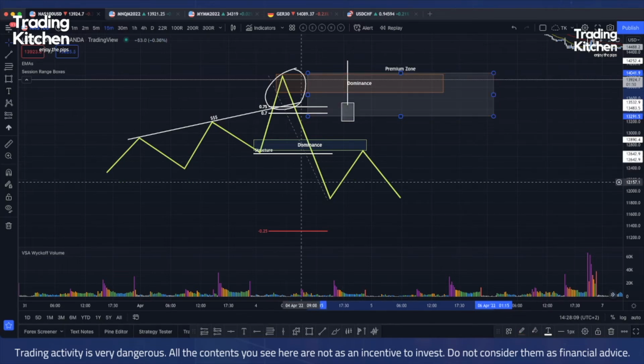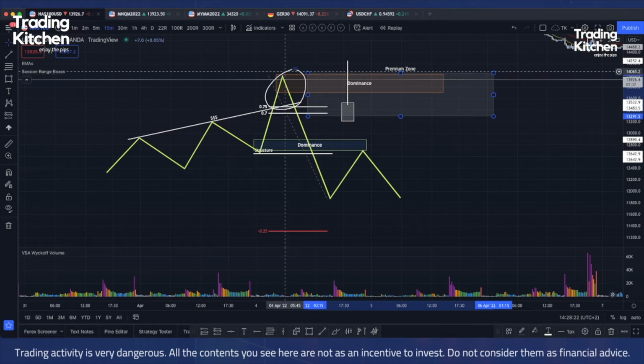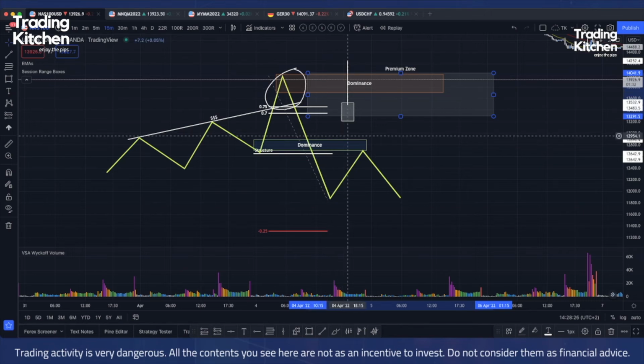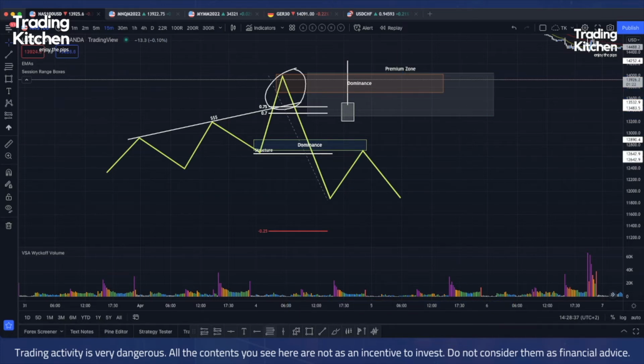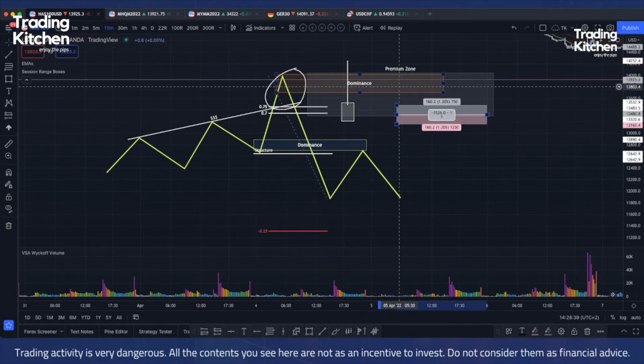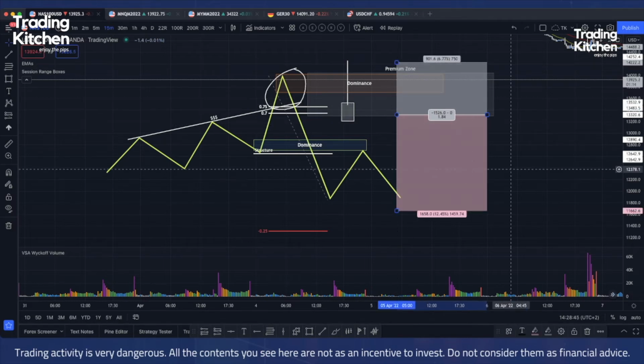So above this 70% of this range, 70-75, this is not a Fibonacci retracement level, it's just the quarter theory. If you want to look for a short, we have to wait for a rejection inside the premium zone. The premium zone is above the 70% of this range, and this zone is where we are going to set our trade, to set our short.